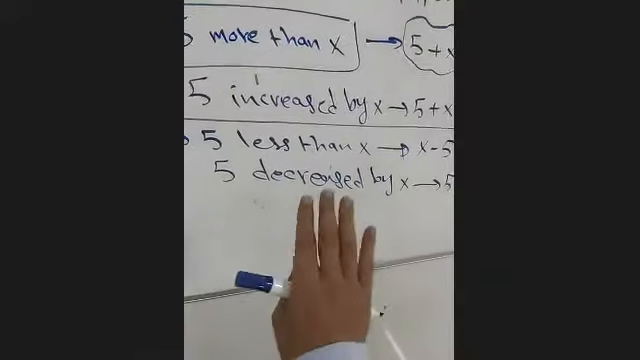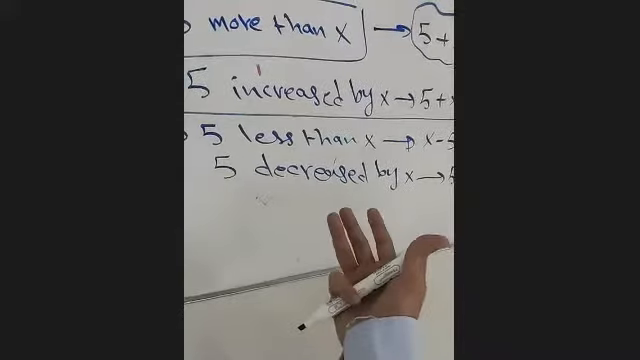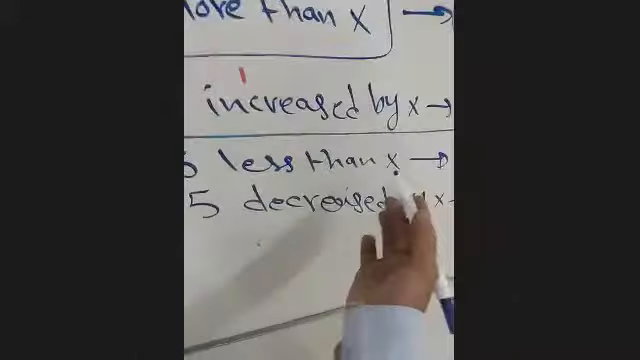Mister, when you say 5 decreased by x, do we write x minus 5 or 5 minus x? Here you follow the English language. 5 decreased by x. Which is decreased, the 5 or the x? The 5. So 5 minus x. But with the phrase "less than," we do the opposite.